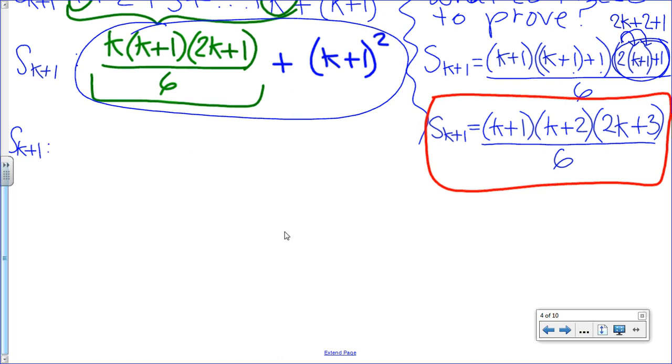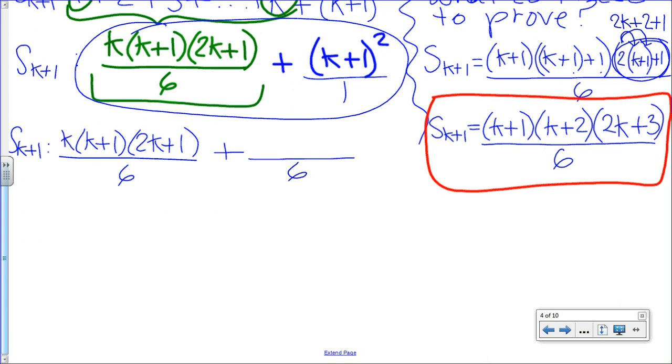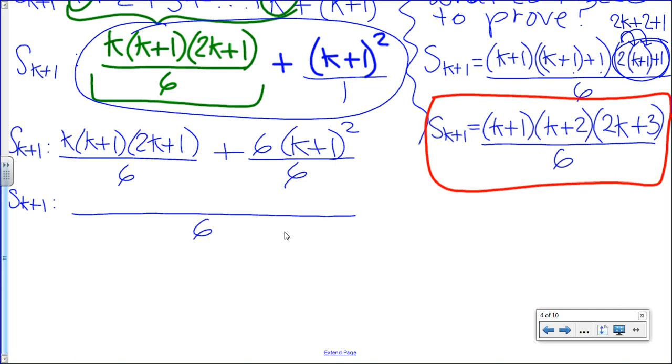Okay, so we will have K times K plus 1 times 2K plus 1, everything divided by 6. Now, here we have a denominator of 1, so of course, if we want to be able to combine terms, we need that denominator to turn into a 6. And so for that, we will have to multiply the numerator by 6. All right, so now what we're going to do next is switch the order of some of our terms. So, of course, everything will be divided under 6, okay?